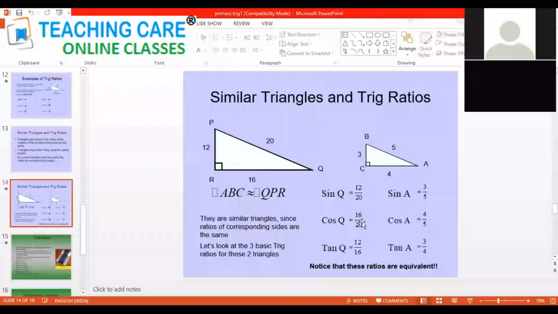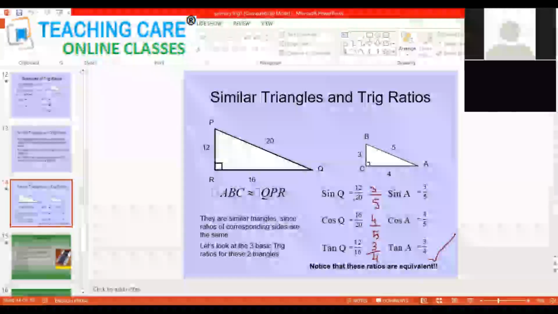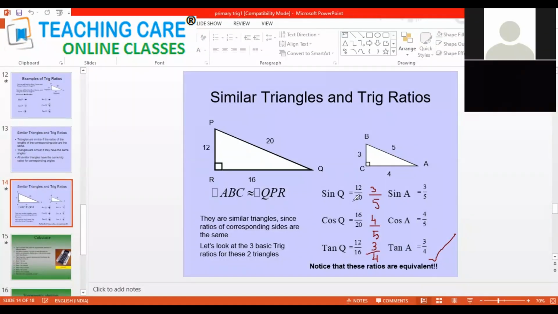You can just notice that I can simplify this, correct? This is 3 over 5, and this is 4 over 5. Then this is going to be 3 over 4. Got it? All the things are equal. So if the ratios of the sides are equal, then you say that the given triangles are similar to each other. Understood? Got it?